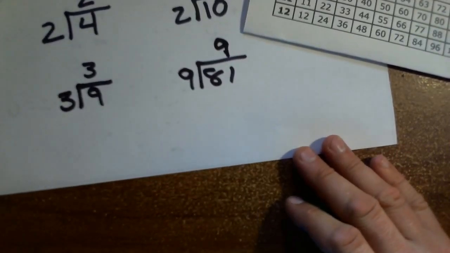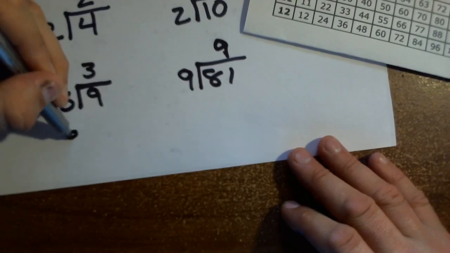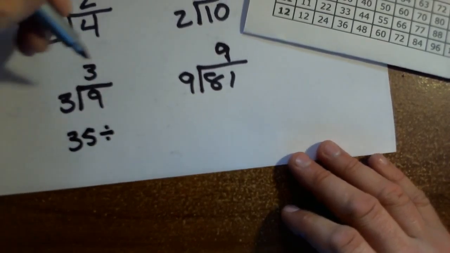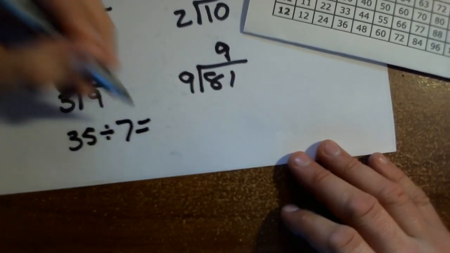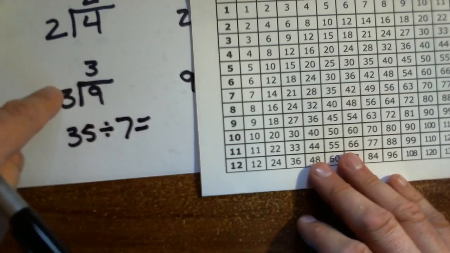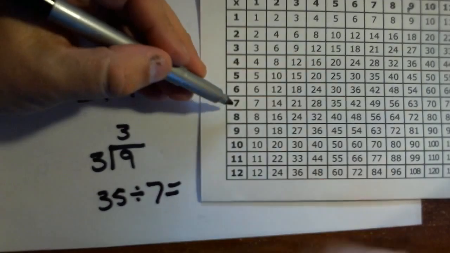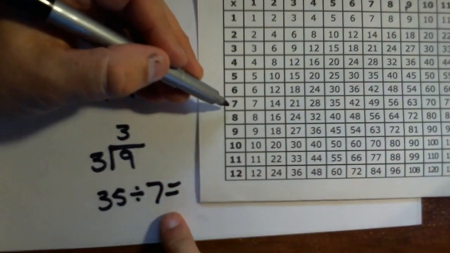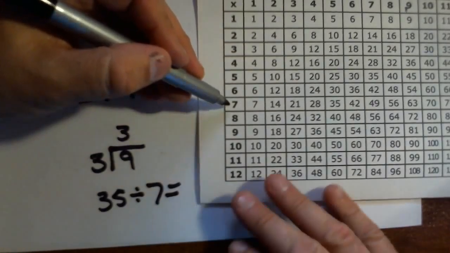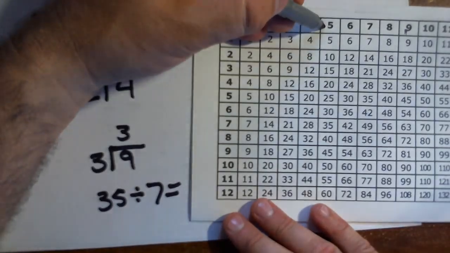So let's work with the other notation a little bit. Let's say 35 divided by 7 equals, okay, well, it's backwards from this way, but we can still work this. So we find 7. So we're doing it backwards. This number is not on the outside of the house. So we find 7. There's 35. We come straight up. It's 5.